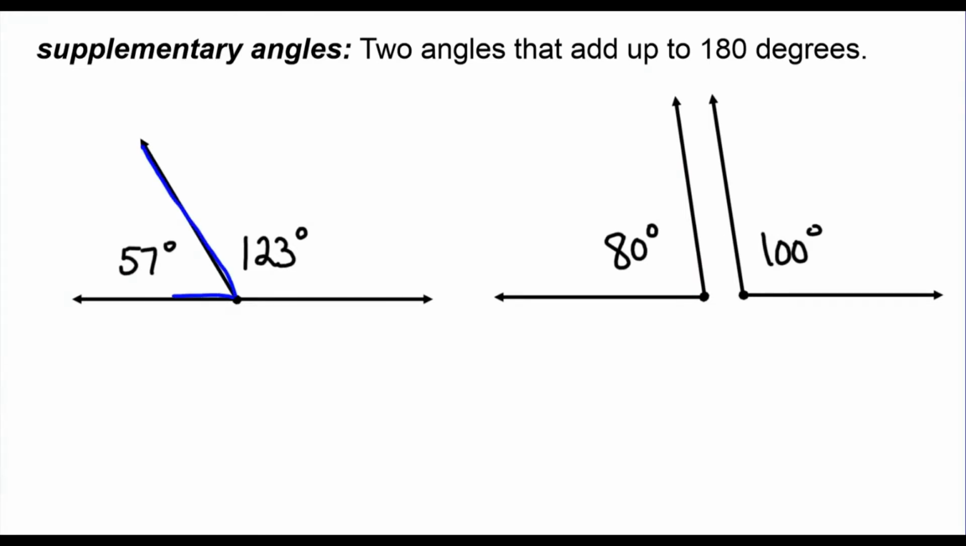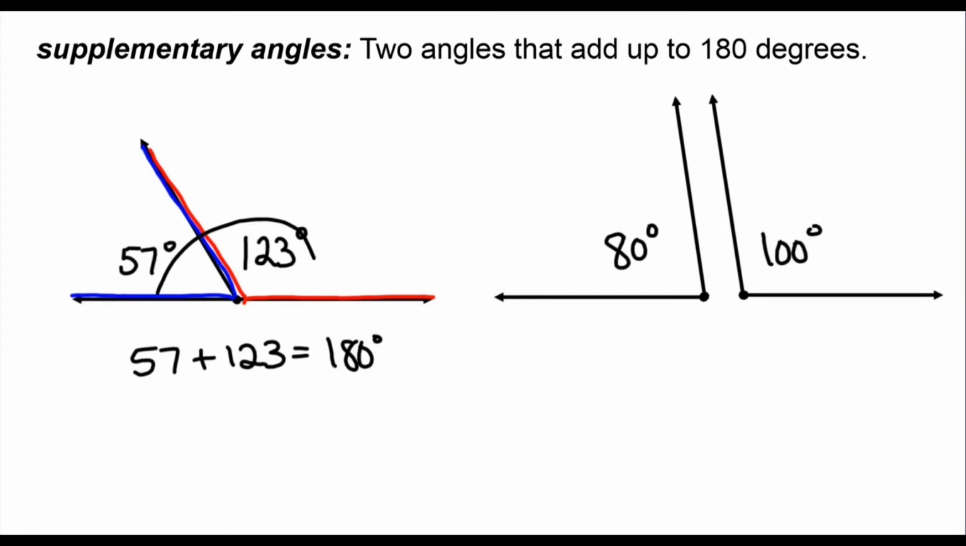Here I have a 57-degree angle right here, and a 123-degree angle here. And when I add these two angles together, I get 180. And you can kind of tell that when I go through both of these angles, it makes a straight line and it gets that straight angle, which is 180 degrees. So these two angles would be supplementary angles.